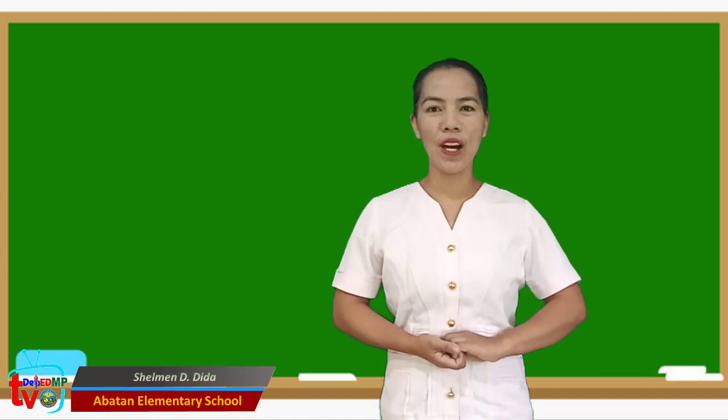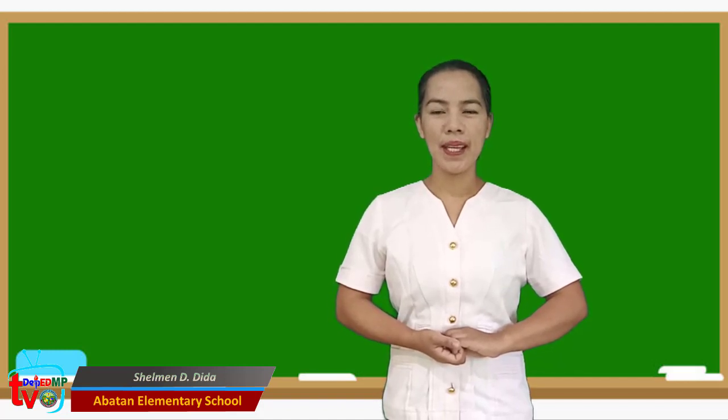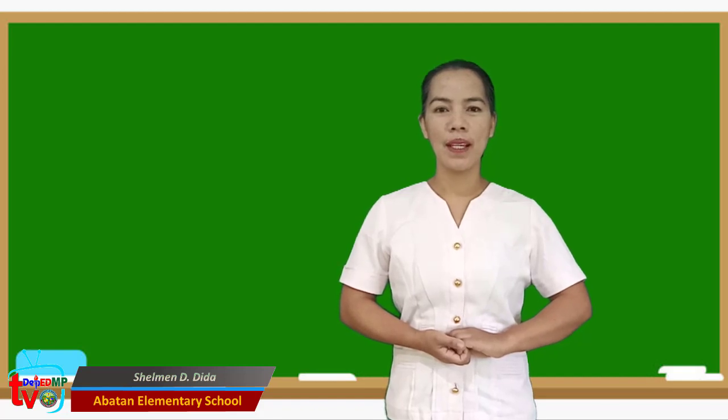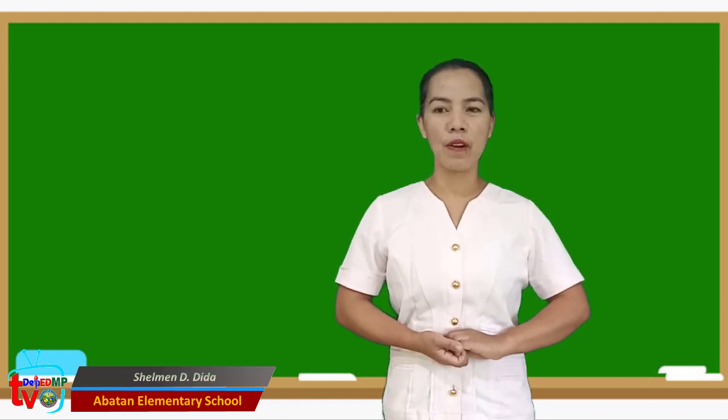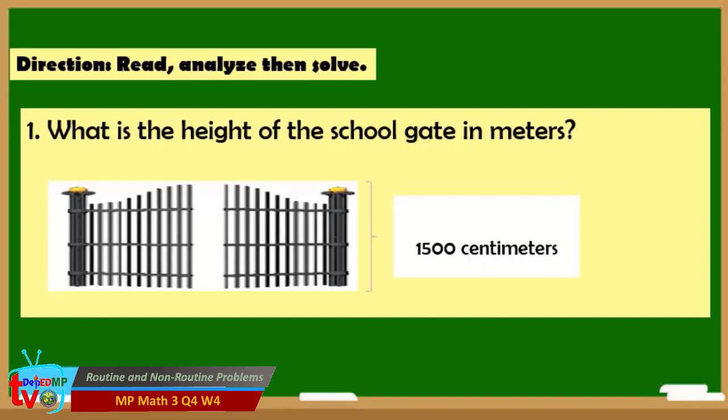Let us determine how much you already know about visualizing, representing, and solving routine and non-routine problems involving conversions of common units of measure and capacity measure. Let's try it. Direction: read, analyze, then solve. Number 1. What is the height of the school gate in meters?